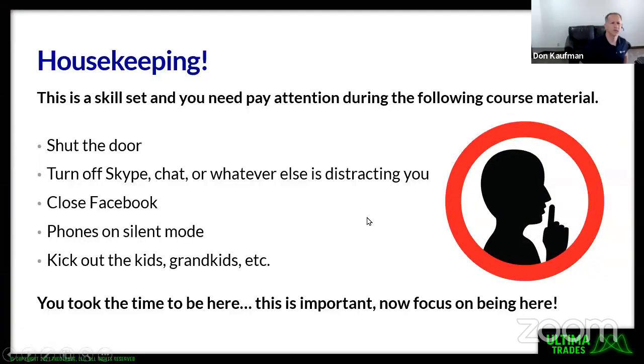All right, onward and upward, a little housekeeping item. Housekeeping! This is skill set. I'm going to fly through a lot of material today.